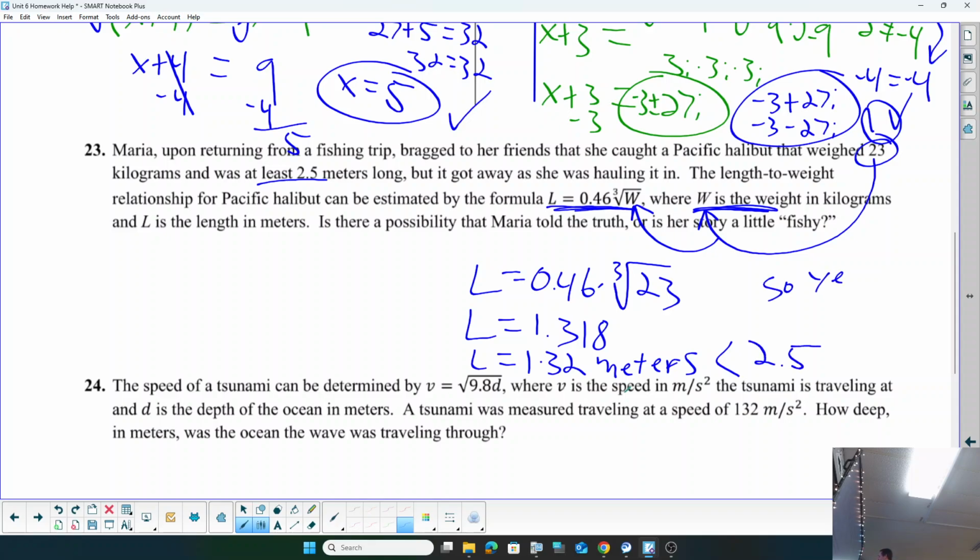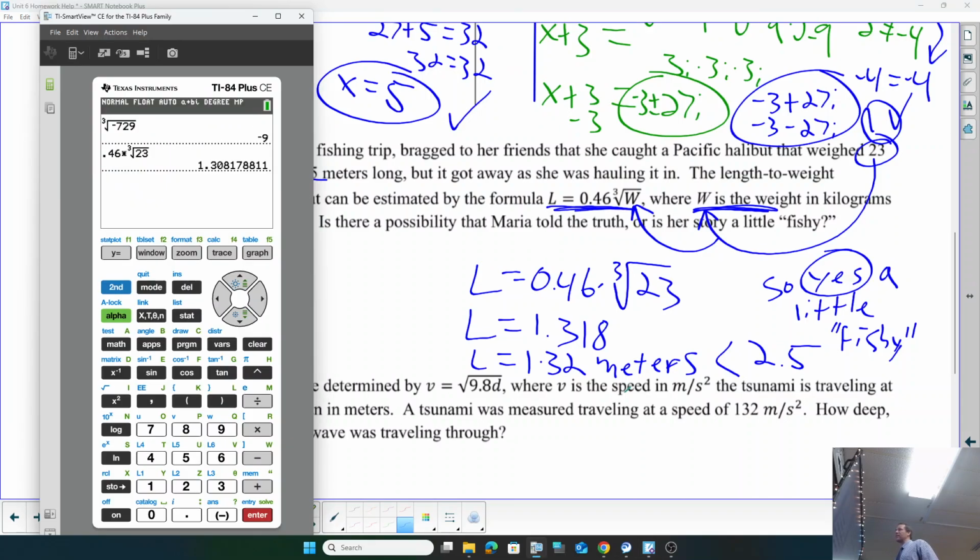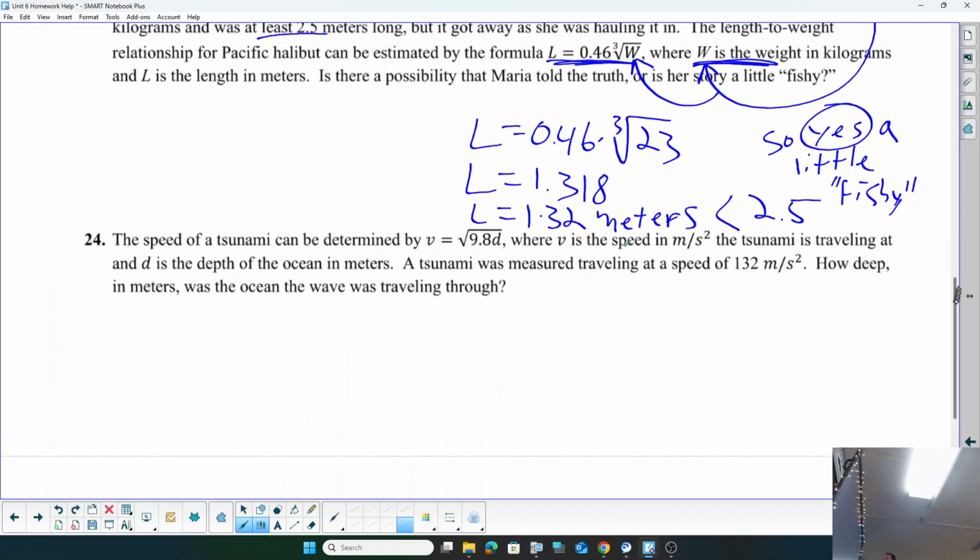So yes, a little fishy. According to our model that they gave us, it's a little fishy. She's not telling the truth. And the reason why is because, well, what's half of 2.5? Is that about half? Yeah, that's like half. That's half the length you'd expect with that much weight, right? So that's way off. Okay, next one.